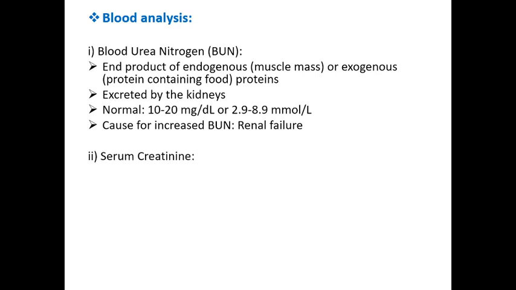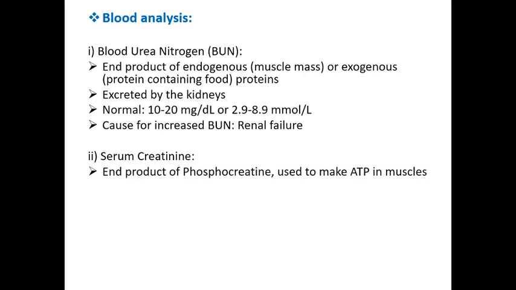That is, when the kidneys are not functioning properly, the kidneys become unable to excrete this blood urea nitrogen properly from the body. So then the blood urea nitrogen level increases. When the kidneys fail to excrete this urea properly in the form of urine, in the blood, this blood urea level increases. So the blood urea nitrogen level goes up in renal failure. The next thing is serum creatinine.